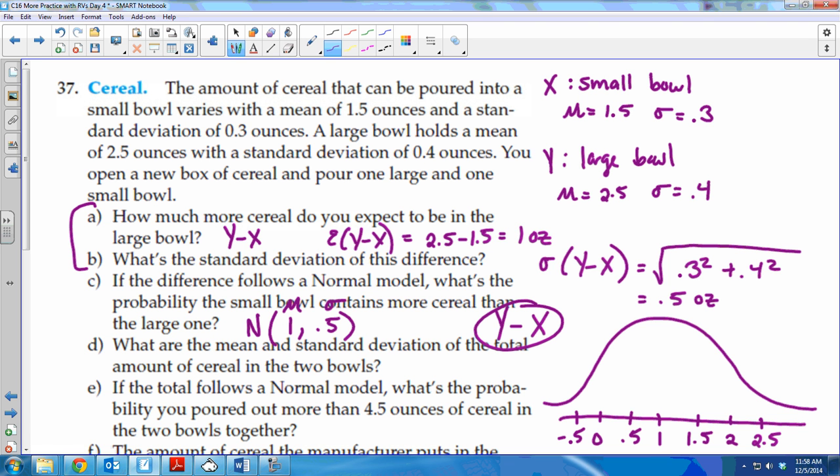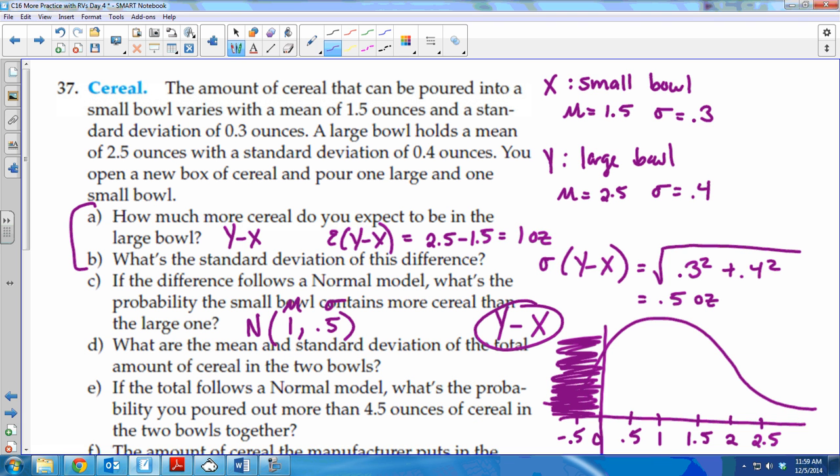Right, and we're looking for the small bowl to have more if it was negative, right? In this context, yes. Because you're talking about the difference here. We're talking about the difference in the amounts in the bowls. So if x is bigger than y, we're just talking about the difference. Okay, so we're looking at this section of the curve, right? 0 and below, right?